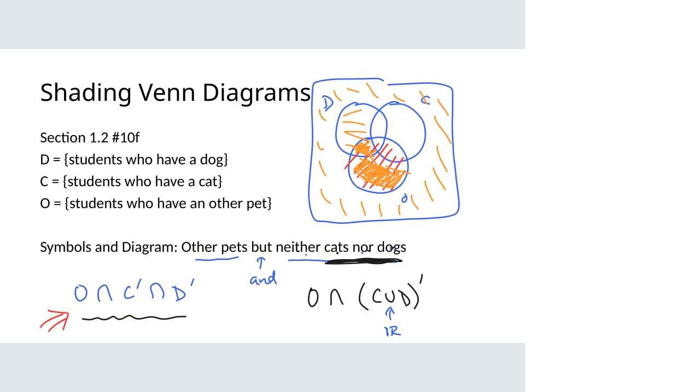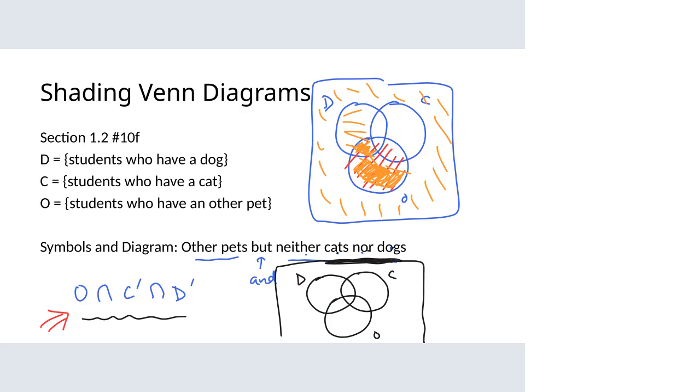Then what I have to do, and I'll find myself a spot to draw a new picture here, it'll just be little. Then what I need to do is take what I have now, which is just these two regions shaded. And I want to know where that intersects D complement. So now I want to shade everything outside of D.